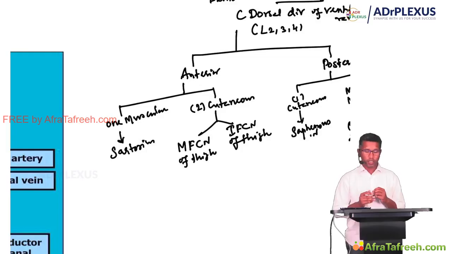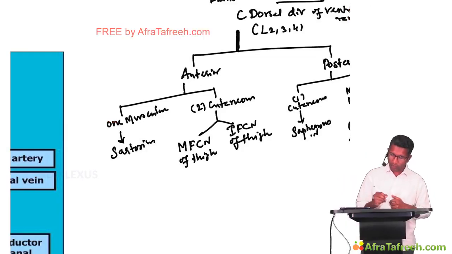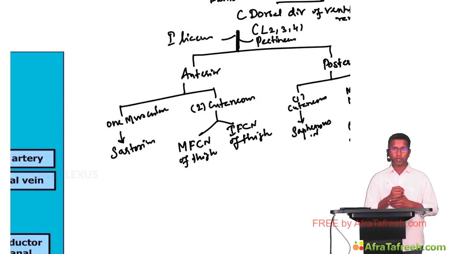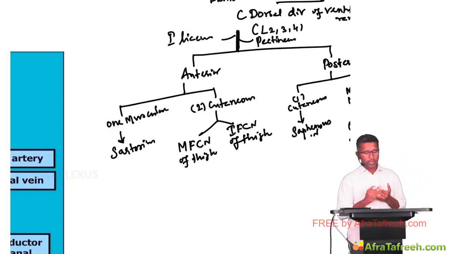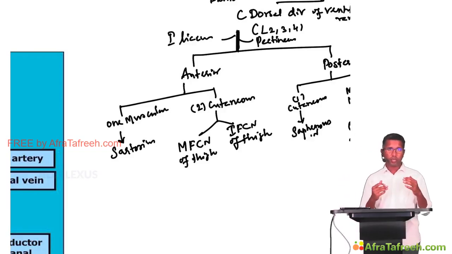Also remember, you have the trunk of the femoral nerve, guys. From the trunk of the femoral nerve, the femoral nerve supplies the iliacus muscle. It also supplies the pectineus muscle. So the pectineus muscle and the iliacus muscle receive their nerve supply from the trunk. This is about the femoral nerve in short.